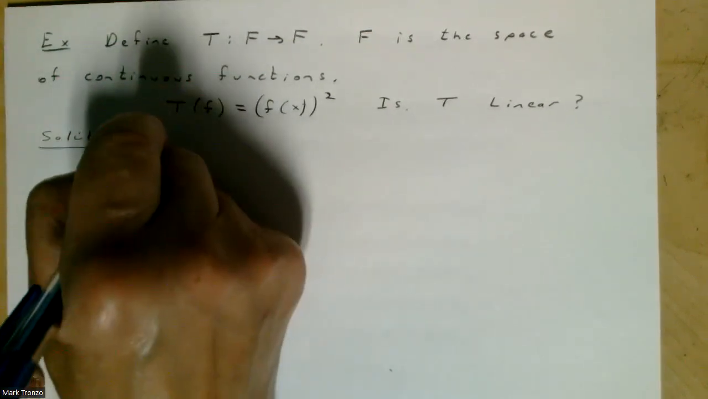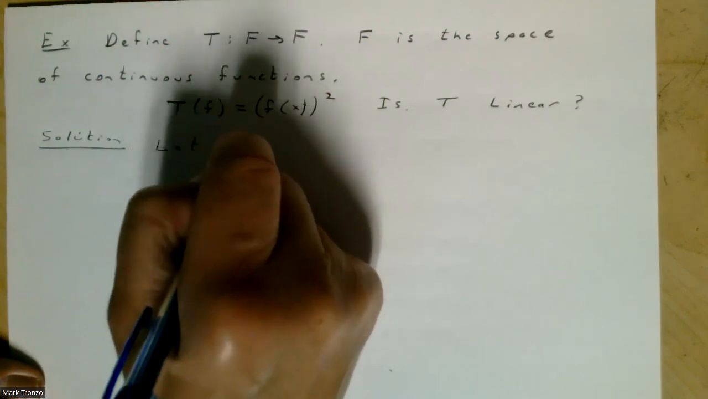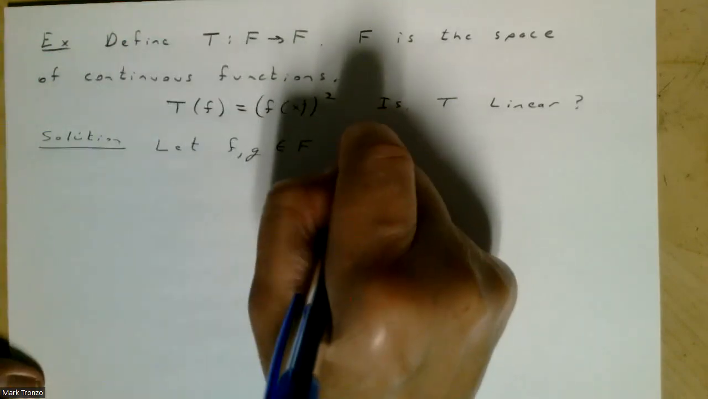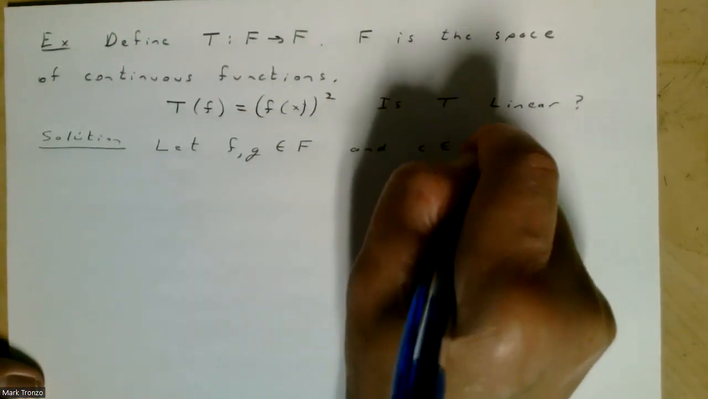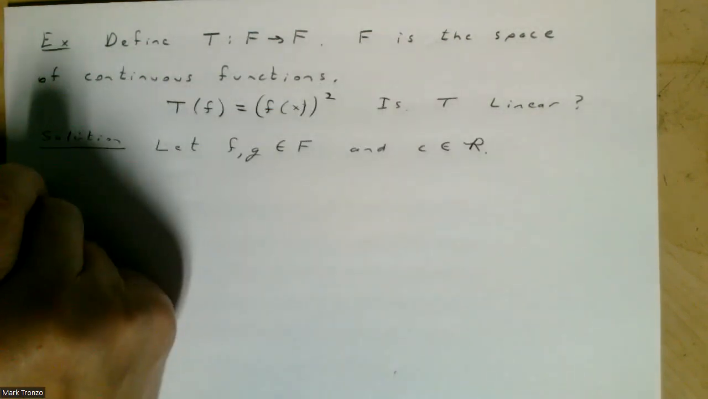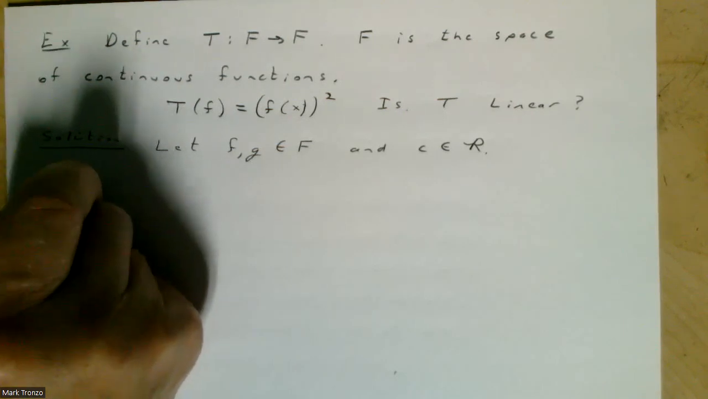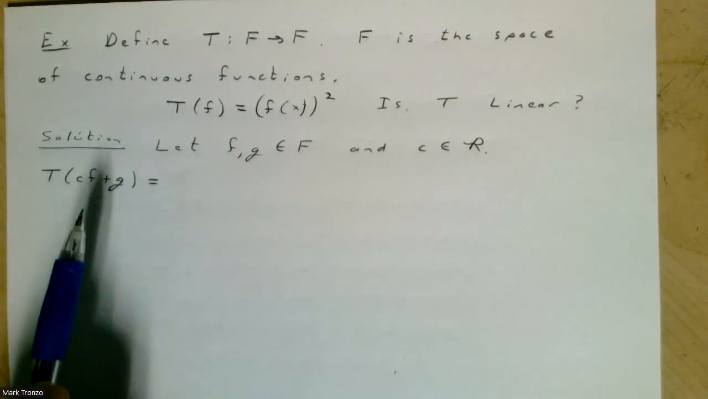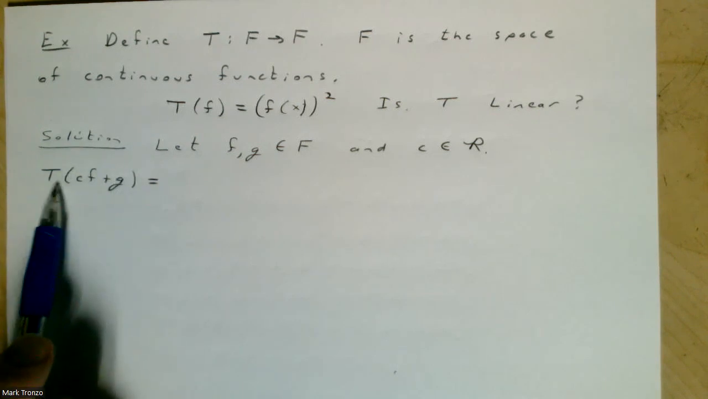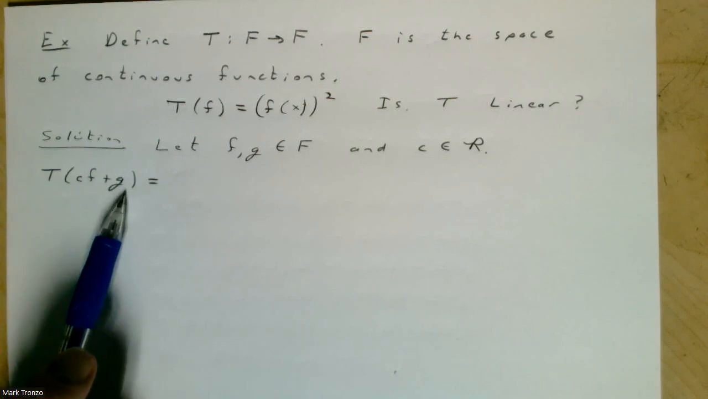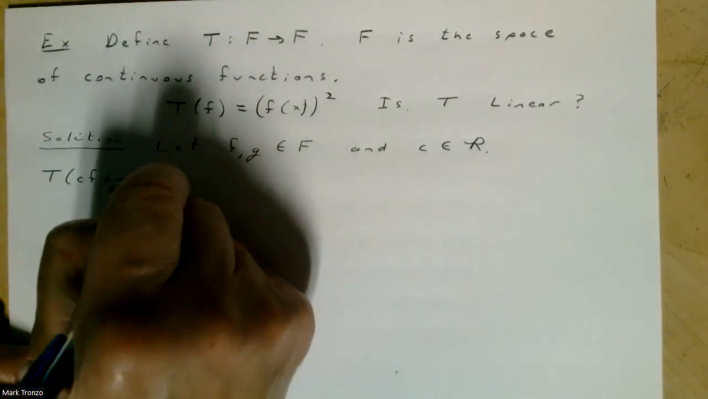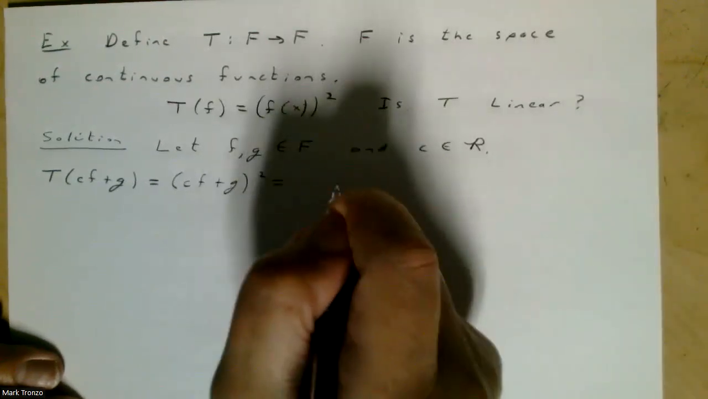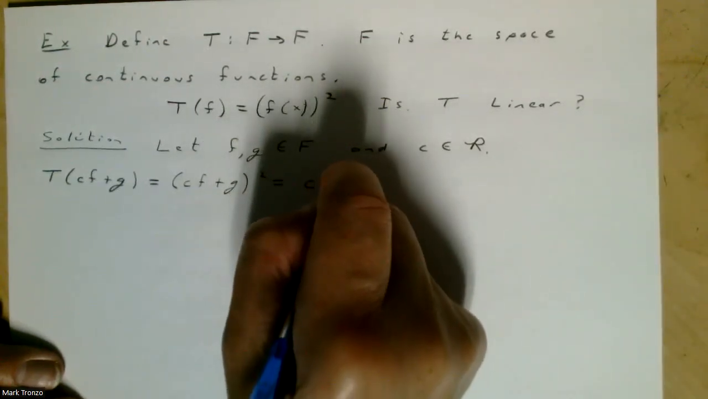So again, as usual, let f and g be continuous functions, and c is in the real numbers. And put those in. Remember, we're going to eventually show that this is equal to cTf plus Tg. So let's go through and square this.